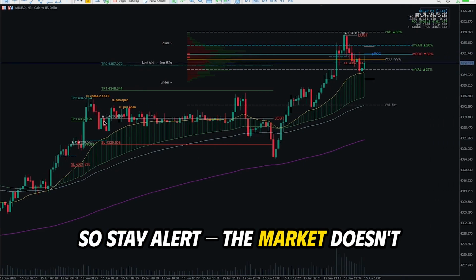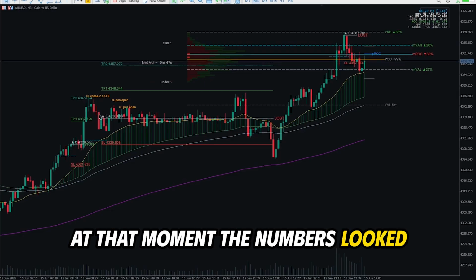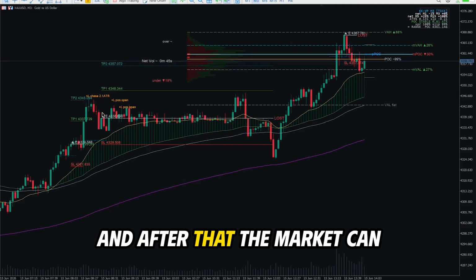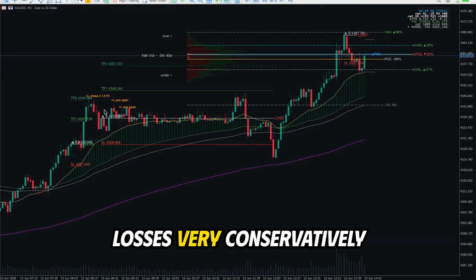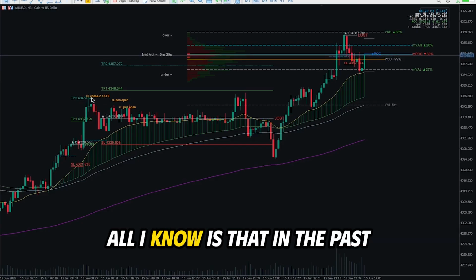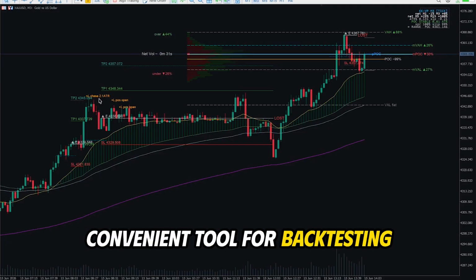So stay alert. The market doesn't always move in a clean stream. At that moment, the numbers look beautiful, and after that, the market can completely reverse. So we need to observe carefully and play. All I know is that in the past, MetaTrader 5 doesn't give me a very convenient tool for backtesting.